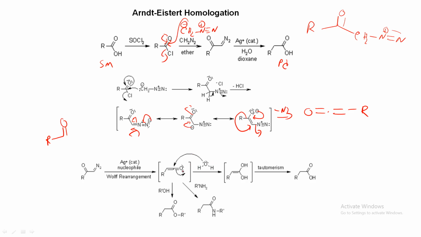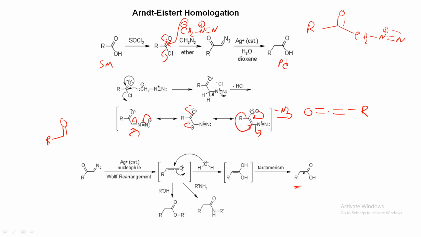Now this is a very reactive species, and H2O can easily attack this, which would lead to this molecule, which is nothing but acid. So that's how, here you can see, due to this shift, this particular carbon is inserted between one functional group and the one to which it is attached. So that's how these two bonds break, and one carbon group attaches between them. So that's how homologation occurs.